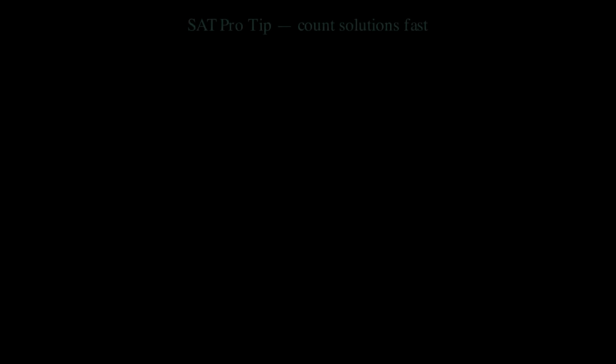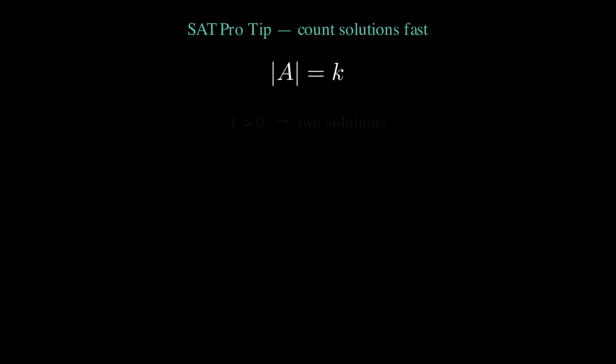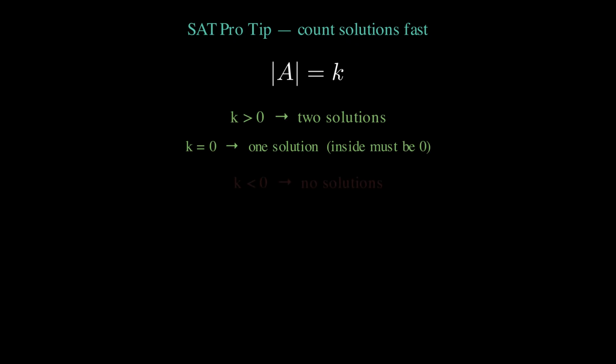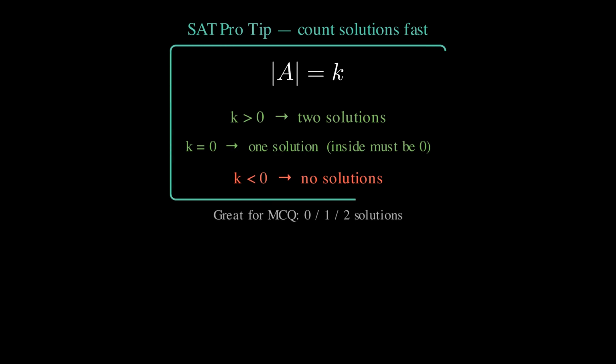Here is a fast SAT pro tip. When a question asks how many solutions the equation absolute value of an expression equals k has, think about k first. If k is greater than 0, you usually get two distinct solutions. If k equals 0, you get exactly one solution, because the expression inside must be 0. If k is less than 0, you get 0 solutions, because absolute value is never negative. Use this as a quick sanity check before you grind through every case. It also helps on multiple choice when the answer choices list 0, 1, or 2 solutions.